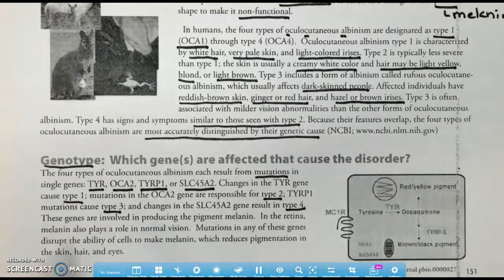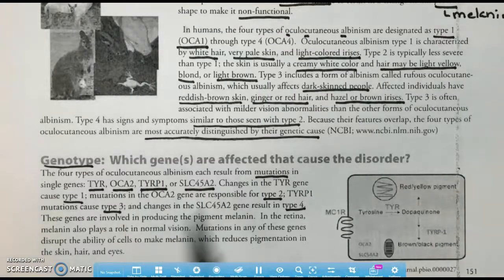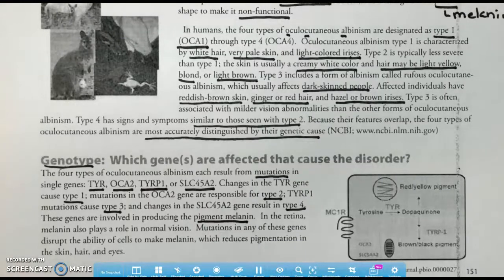So it looks like the 4 different types of albinism can occur depending on which gene is causing it. These genes are involved in producing the pigment melanin. In the retina, melanin also plays a role in normal vision. Mutations in any of these genes disrupt the ability of the cells to make melanin, which reduces pigmentation in the skin, hair, and eyes.